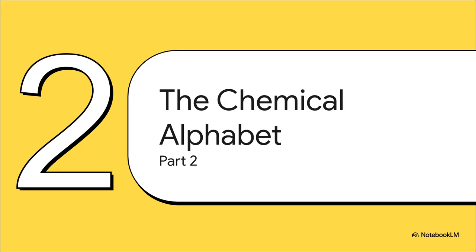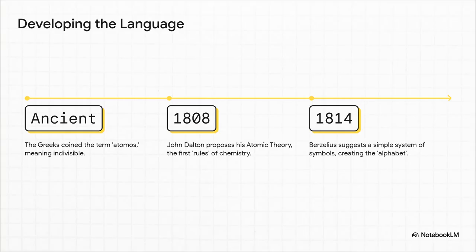Okay, so we have our building blocks. Now we need a language, right? A way to write them down. We need a kind of universal alphabet so chemists everywhere can understand each other. And this language didn't just appear out of nowhere. It took centuries. The ancient Greeks gave us the word atomos, which means indivisible. But that was just an idea. It wasn't until 1808 that John Dalton really gave us the first set of rules with his atomic theory.